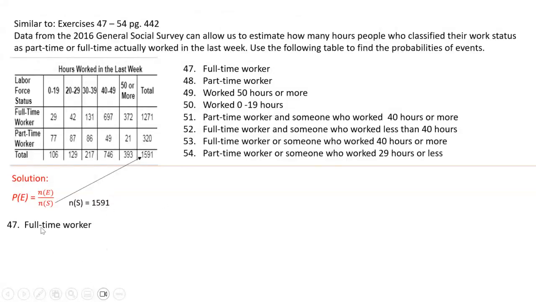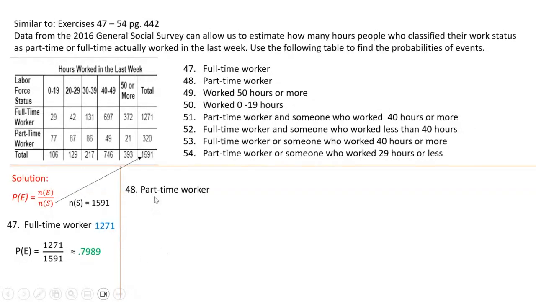Okay, so for 47, we're going to go to full-time workers. So we're going to go here to full-time worker, and all the way down to the total. So it'll be 1,271. So using the formula, it's going to be 1,271 over 1,591. And then you put it in the calculator and probably round to 3 or 4 decimal places. So this is your solution, approximately 0.7989.